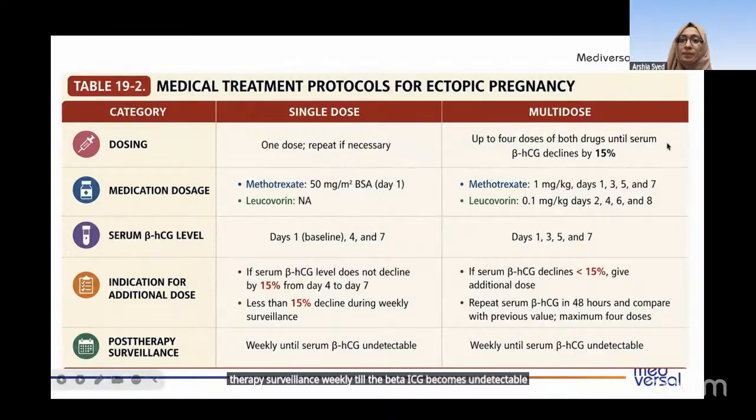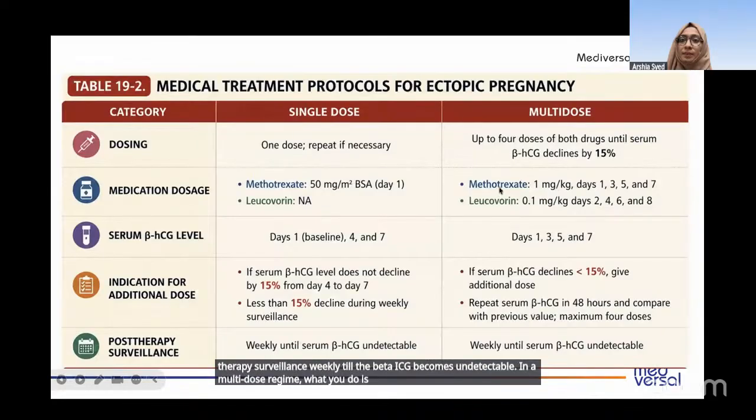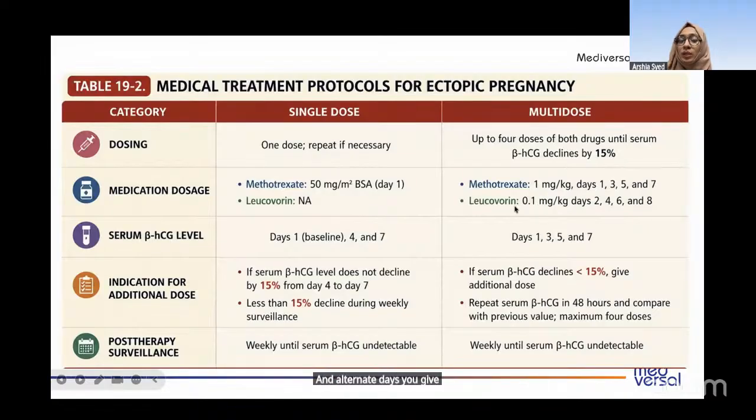In a multidose regime, what you do is you have methotrexate. You can give 4 doses of the drug, and there's another one called leucovorin. These are folinic acid supplements. You give methotrexate on day 1, day 3, day 5, and day 7, and on alternate days you give leucovorin. This is given on day 2, 4, 6, and 8.